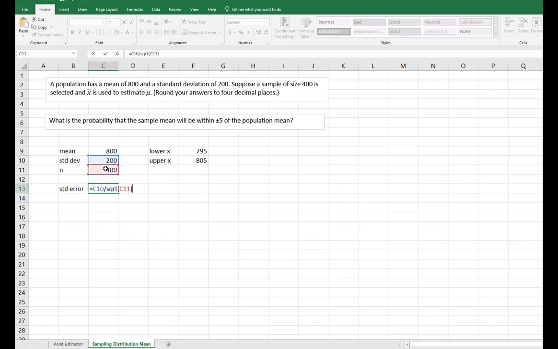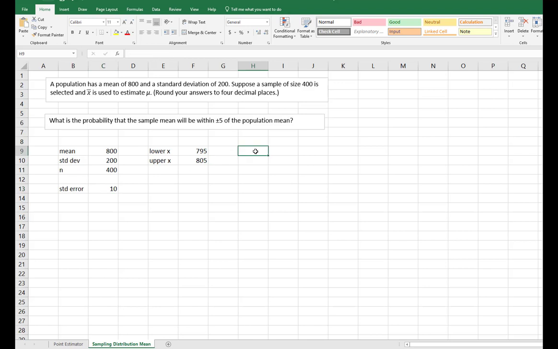So you're going to see in this section, the only difference is when you were doing probabilities with the normal distribution, you would just do the x minus the population mean divided by the population standard deviation. In this case, we are going to take into account our sample size.